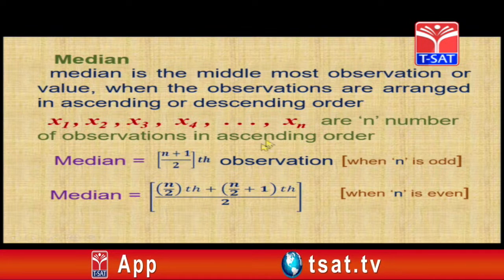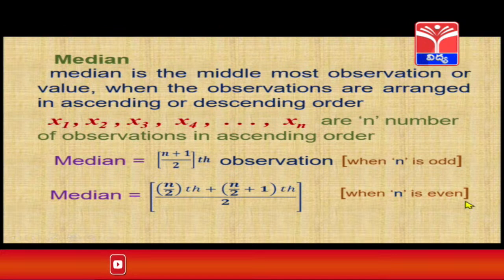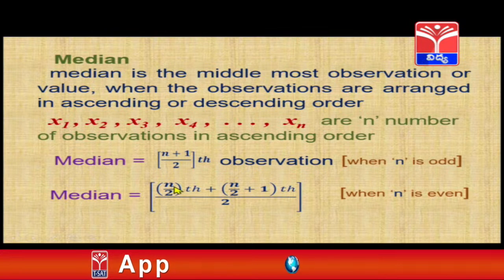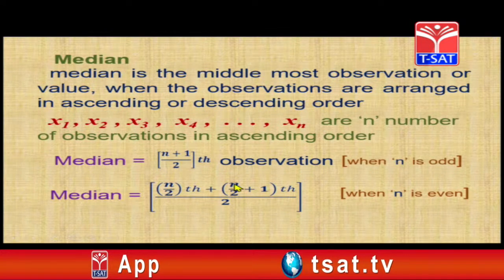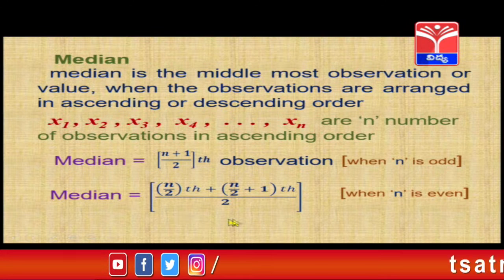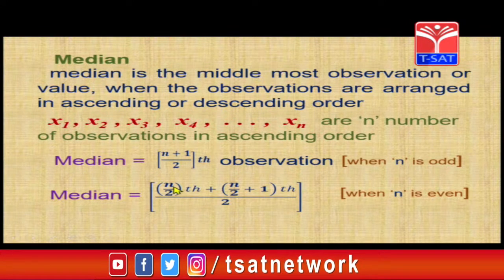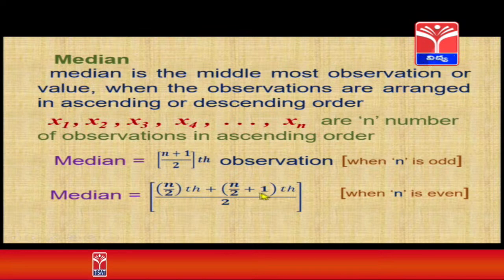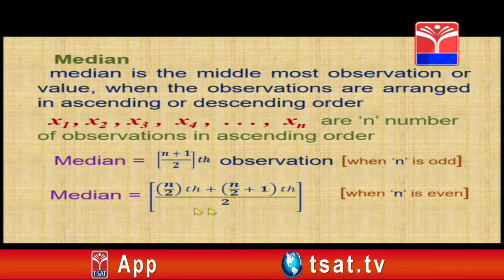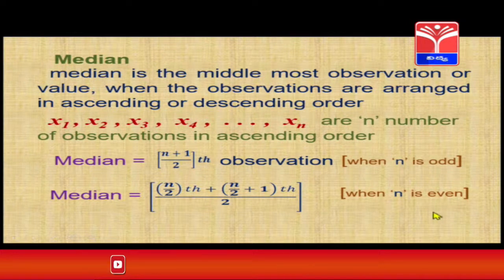Are you clear? Now, suppose n is even, as we have discussed earlier. If the number of observations is even, then you will find two observations in the middle. The first one is the n by 2th observation, and the second one is the (n by 2 plus 1)th observation, that means the next one after n by 2. Now, here you are going to find the mean of these two observations. That is the reason we wrote the n by 2th plus the (n by 2 plus 1)th observations, divided by 2. This is called the median of that particular data when n is even.